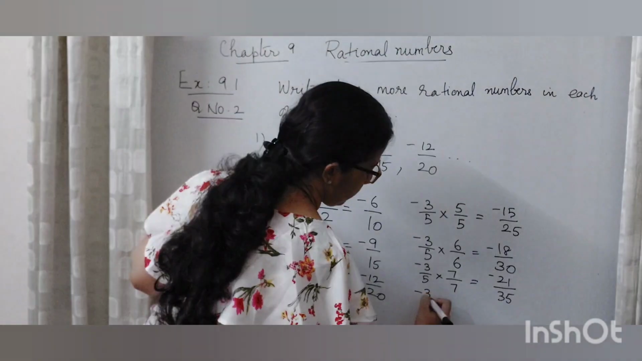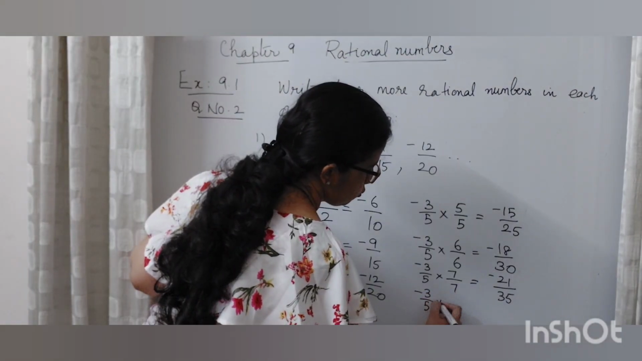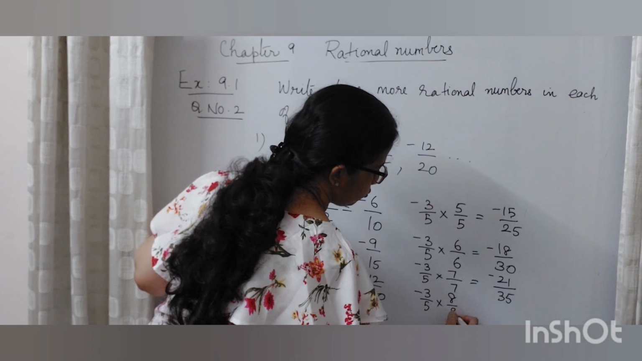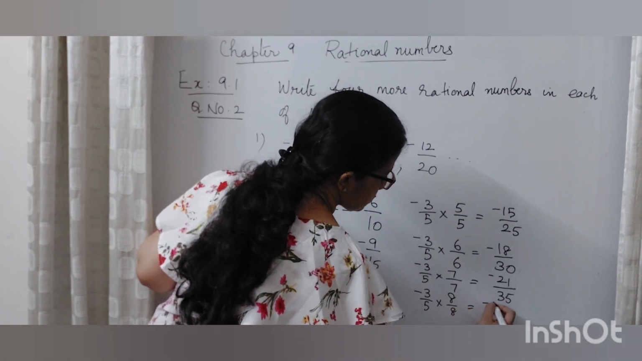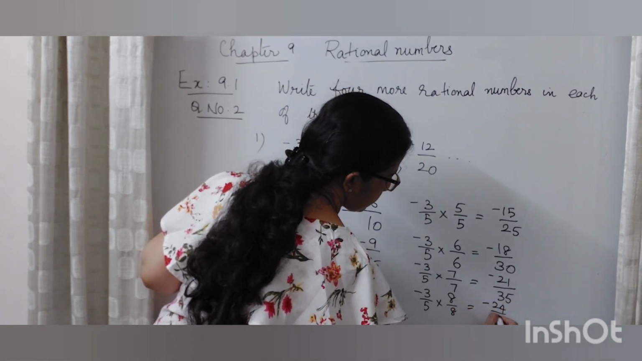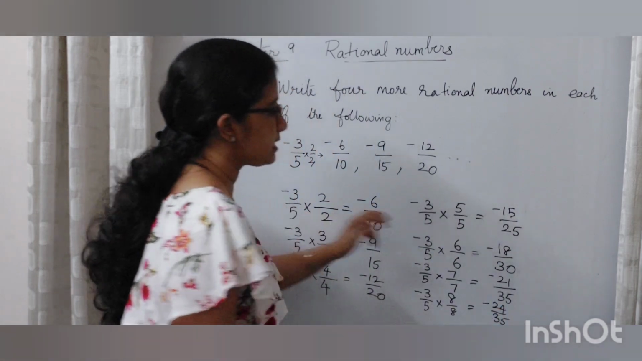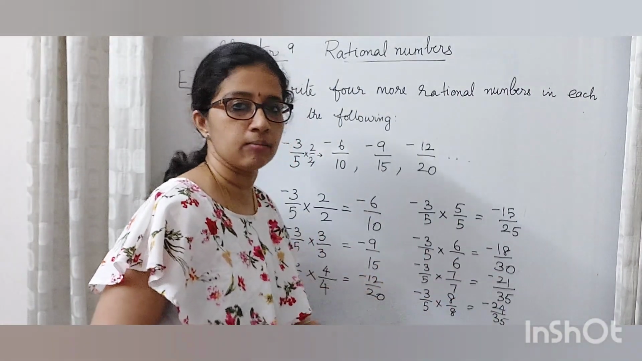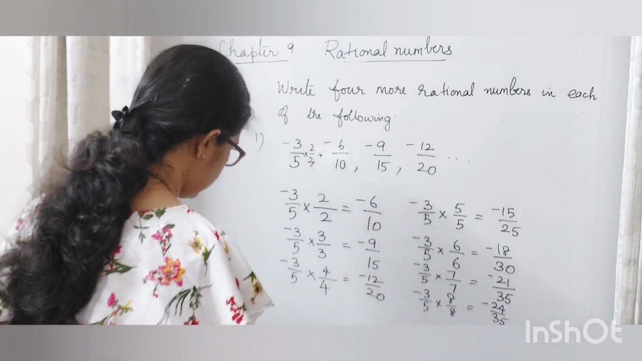Similarly, minus 3 by 5 into 8 by 8, what will we get? Minus 24 by 40. So these are the next 4 rational numbers. Okay? So what is the answer?